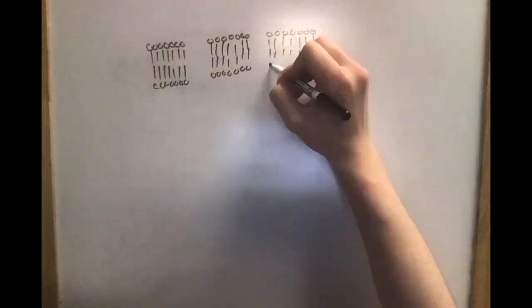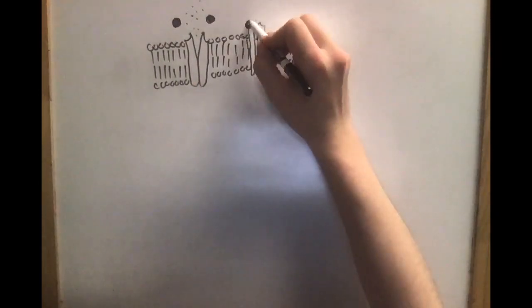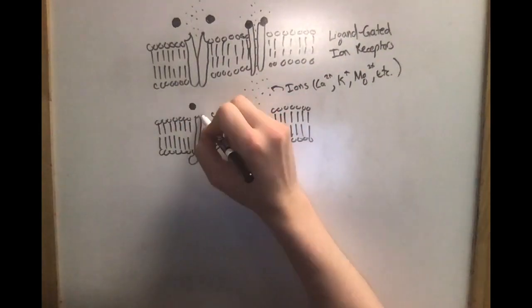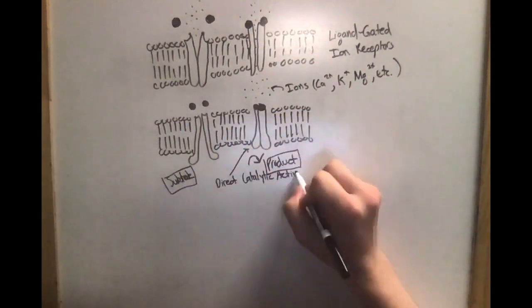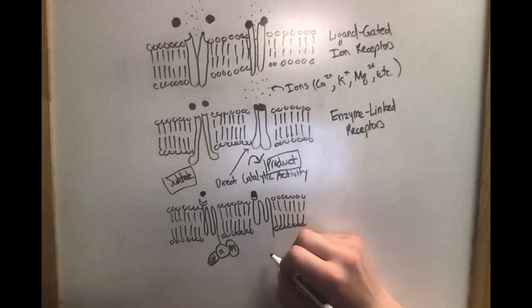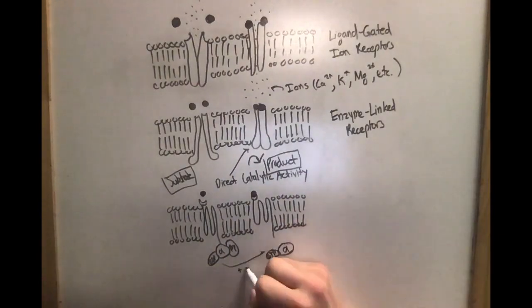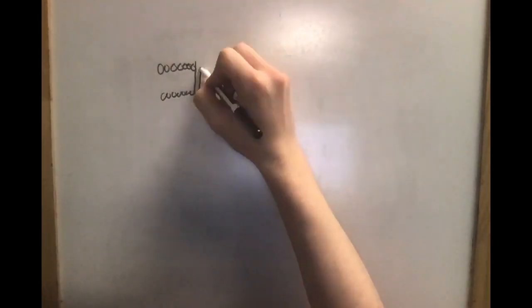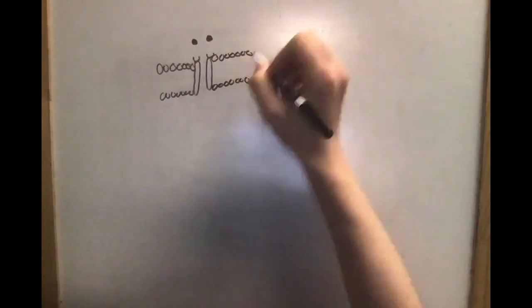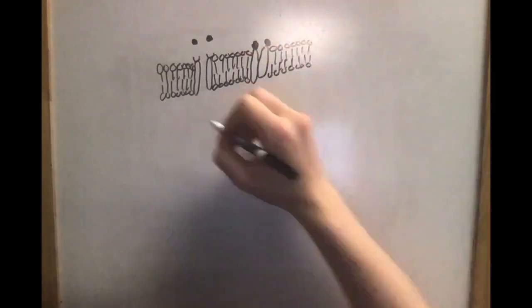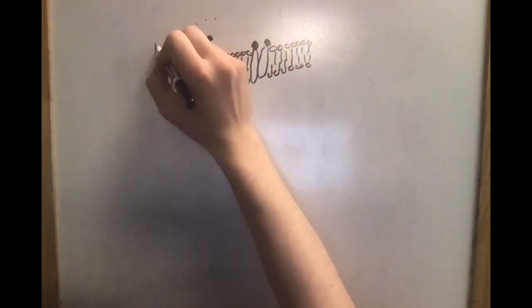So there are three main types of receptors that we will be discussing: ligand-gated ion channels, enzyme-linked receptors, and G-protein-coupled receptors. Let's start with the easiest to understand, ligand-gated ion channels. In this type of receptor, a ligand binds to a receptor, causing a conformational change in its structure. This will either open or close an ion channel.